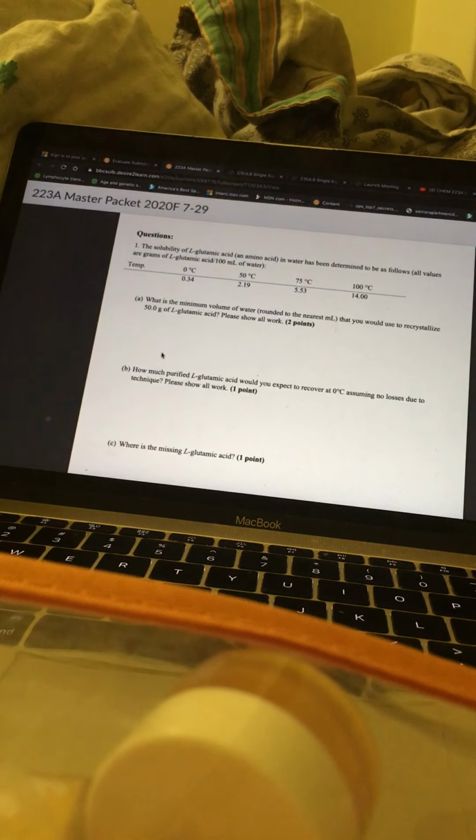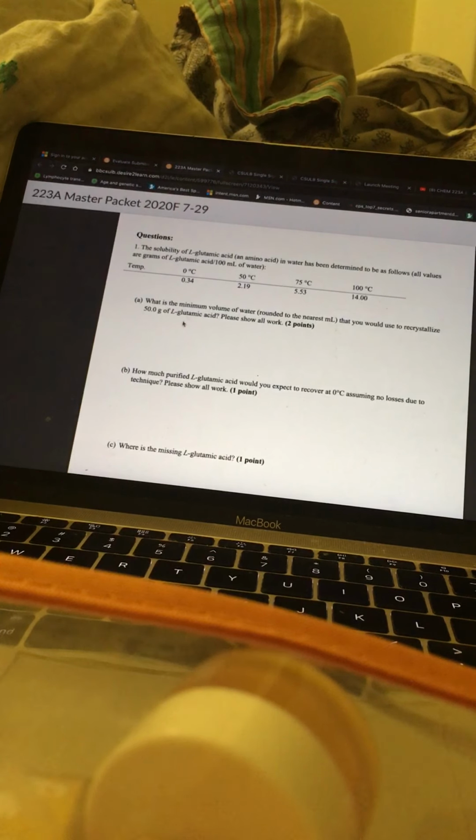And then here are some questions. This question and another question are giving you solubility of compounds as a function of increased temperature. As you can see, the solubility, grams per 100 mL of water for this example, increases when you increase the temperature. So these are the questions that pertain to that. Based off these units, you can try to solve A, which is the minimum volume of water to recrystallize 50 grams. So these are your grams, but in 100 mL, you should be able to do that conversion. Make sure you show work.